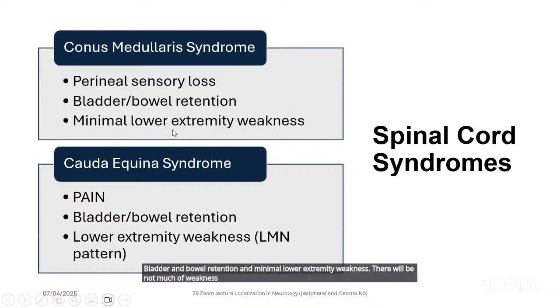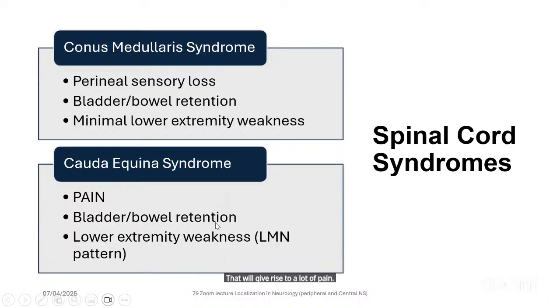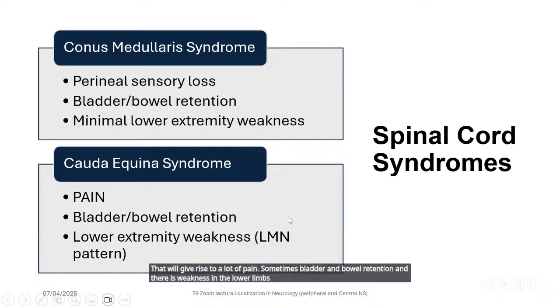But the cauda equina, that is the roots below L1, below the terminal part of the spinal cord, the nerve roots have to exit from the spinal canal. So they also exit, but they are a bunch. If they are affected in the disease process, that is called cauda equina syndrome. That will give rise to a lot of pain, sometimes bladder and bowel retention, and there is weakness in the lower limbs. Wasting is usually asymmetric. So these are the spinal cord syndromes.